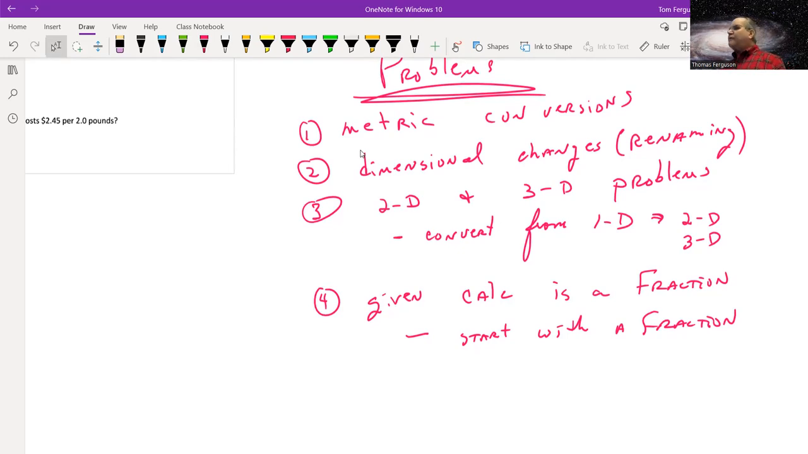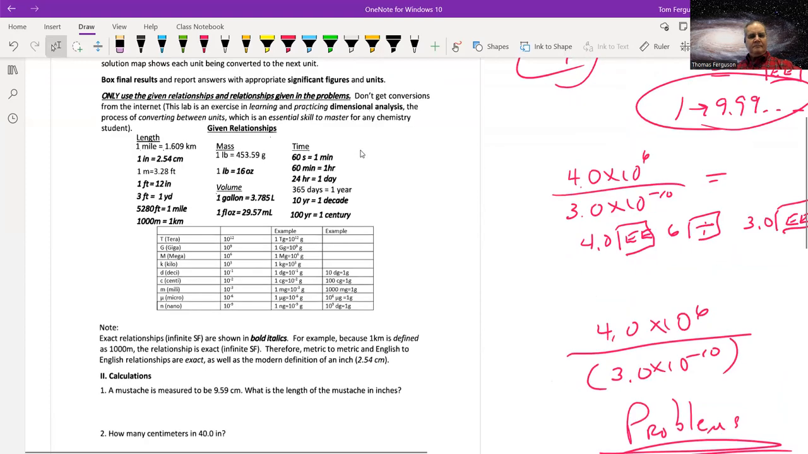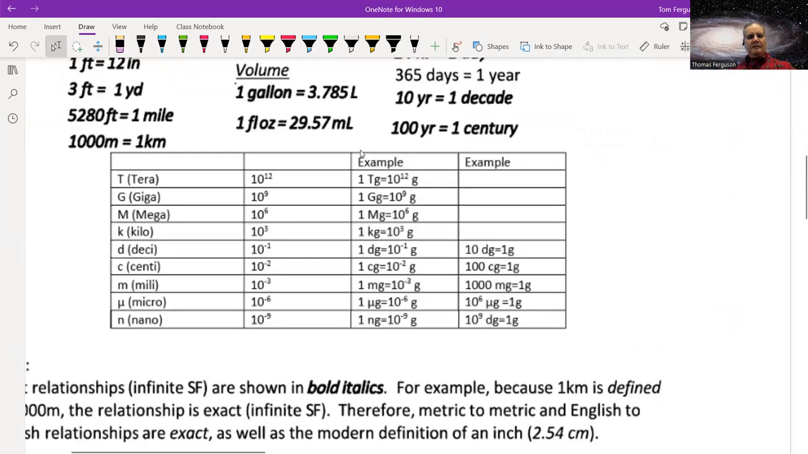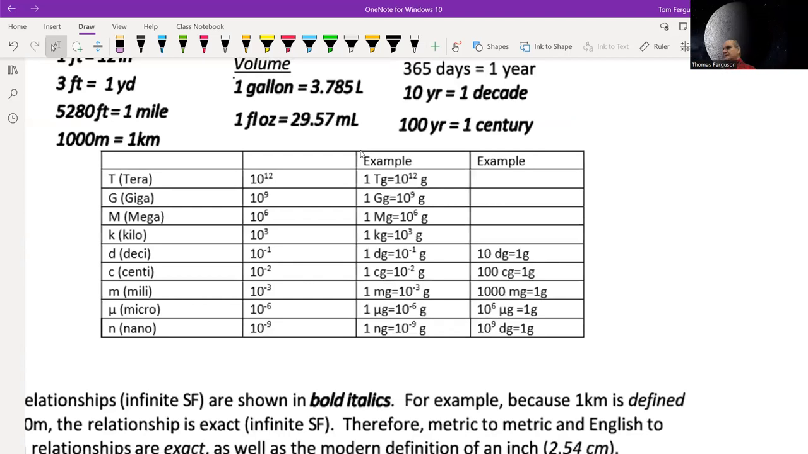Now, the metric conversions frequently give students problems. And it has to do, in my opinion, with how the metric system is introduced. And then subsequent to that, what are the conversion factors jumping around the different metric units? And there's two of those for each metric unit. For example, this is a nanogram, a billionth of a gram.